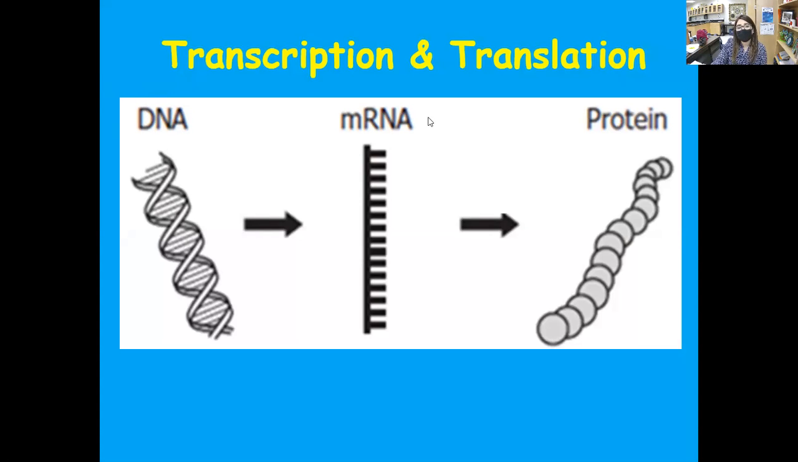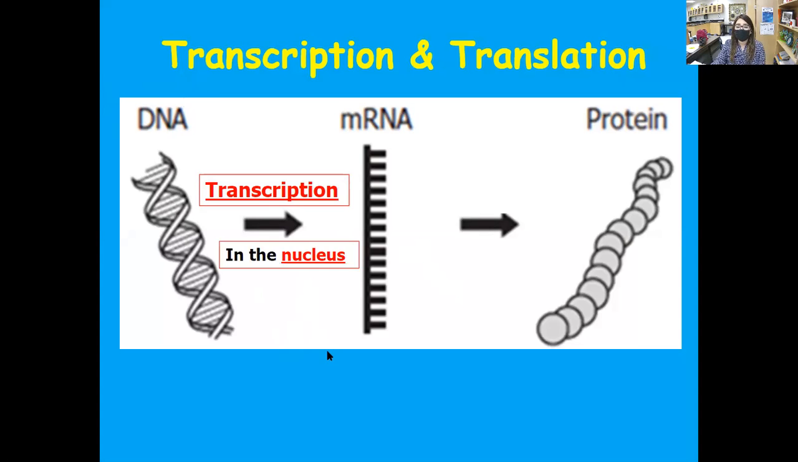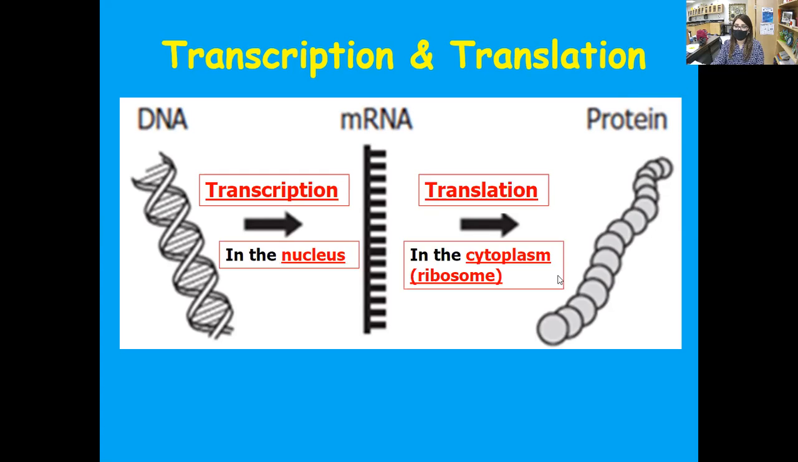Okay, so when I go from DNA to mRNA, this process is called transcription. Because DNA is involved and DNA can't leave the nucleus, this takes place inside of the nucleus. mRNA to a protein, this process is called translation. Because proteins are made of amino acids assembled at the ribosome, this process must take place inside of the ribosome.